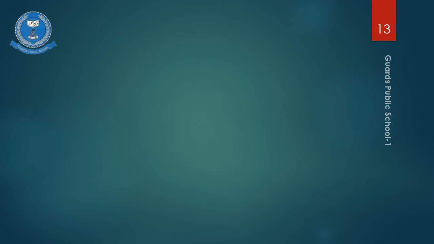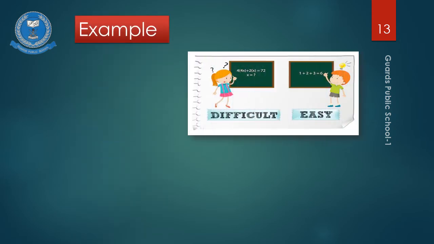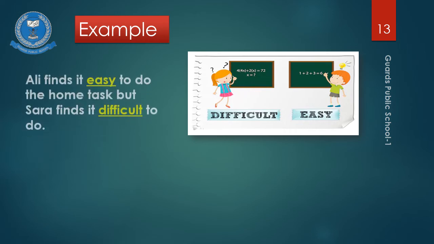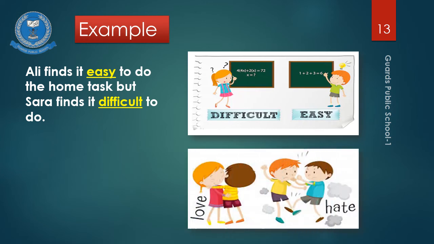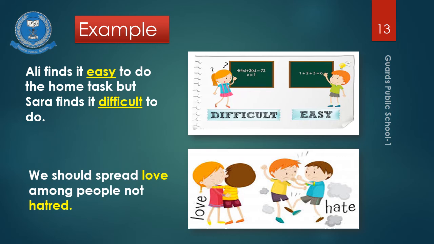See, now we can see from the example, we can use word opposites in sentences as well. Ali finds it easy to do the home task, but Sarah finds it difficult. Now, what is the opposite of easy? It is difficult. So we will write Sarah finds it difficult to do. Second example, we should spread love among people, not hatred. So the opposite of love is hatred.